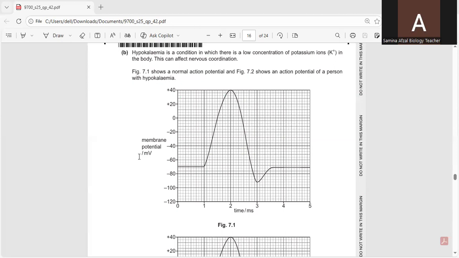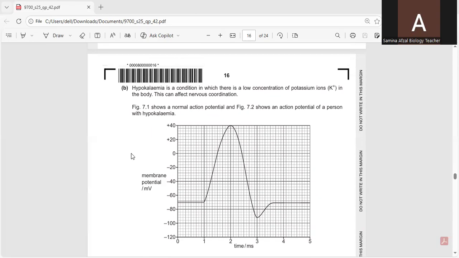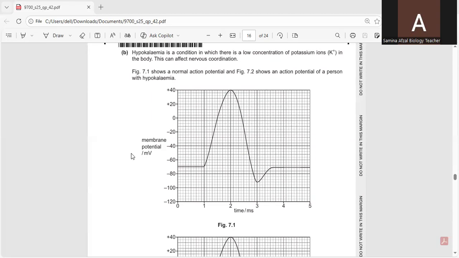Here you can see figure 7.1, in which the graph shows time against membrane potential in millivolts. The resting potential is minus 70. Then it goes up to plus 40, drops down to about minus 92, and then levels off to minus 70 again. This is the normal action potential.